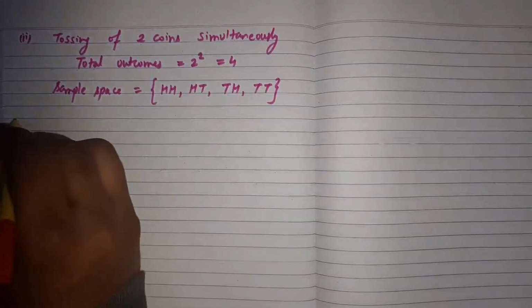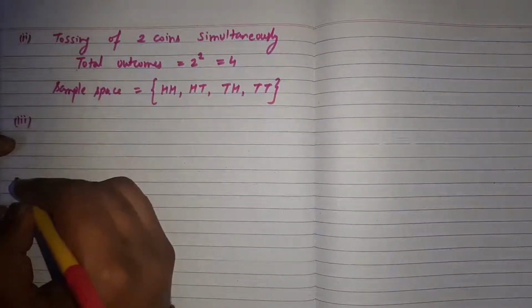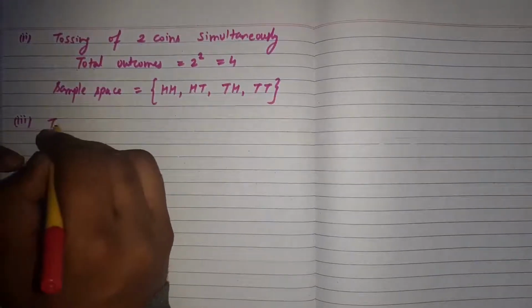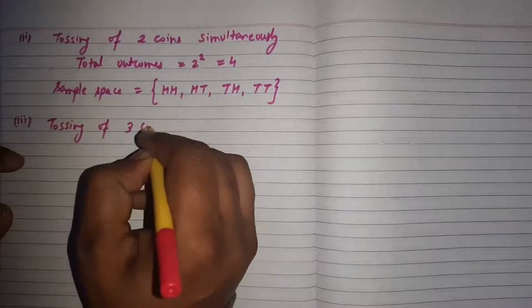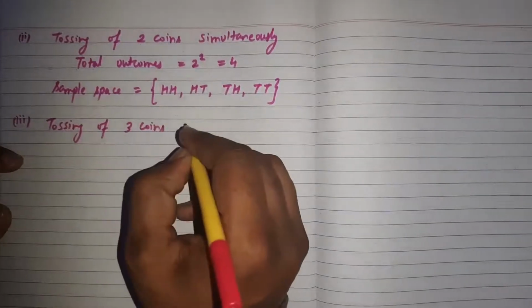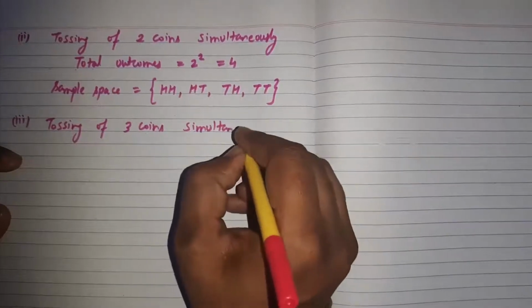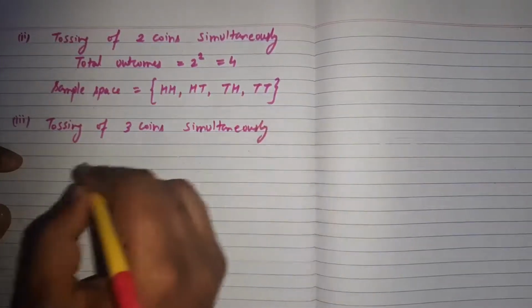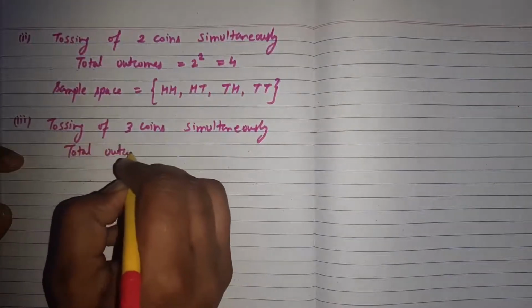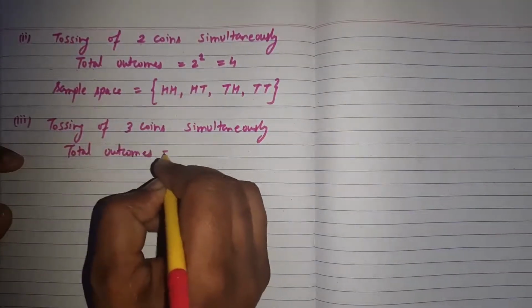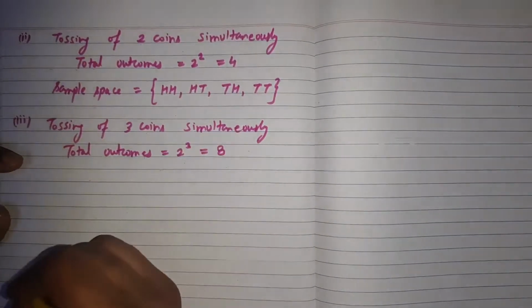Similarly, when we toss 3 coins simultaneously, then total outcomes will be 2 raised to power 3. It means 8.